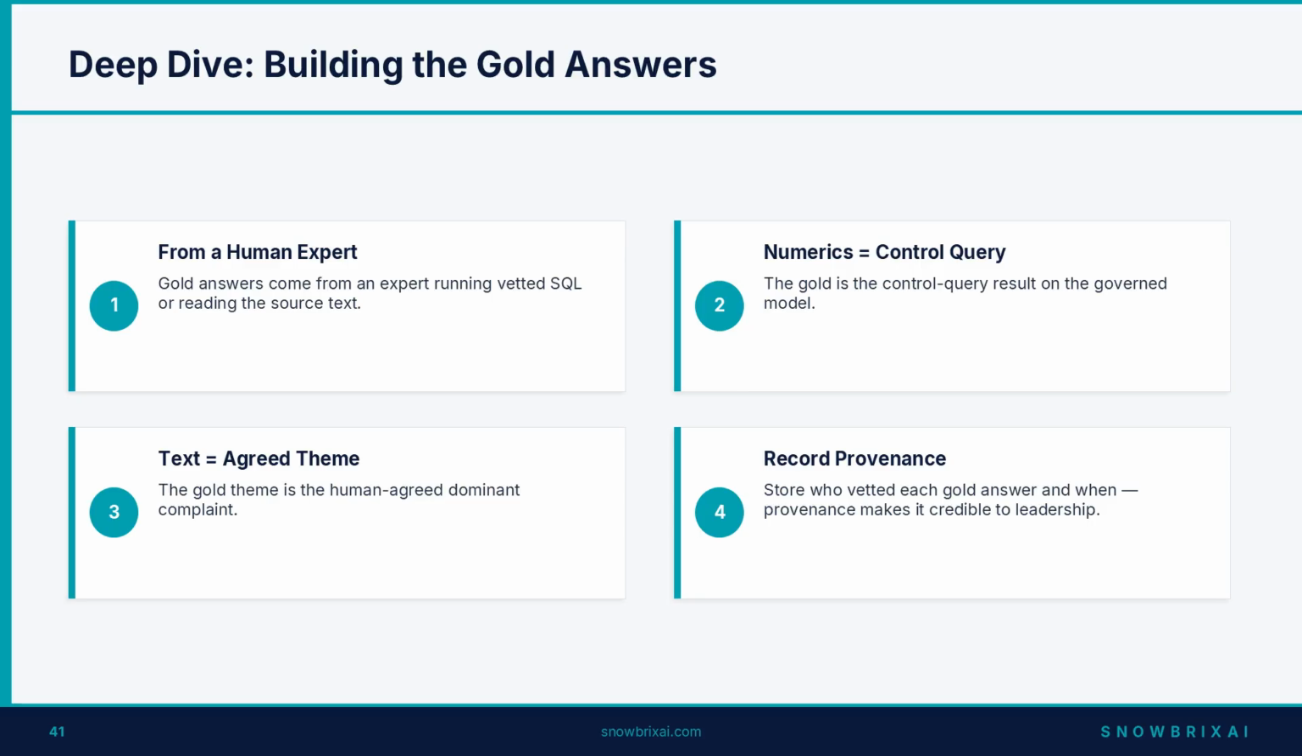From a human expert running vetted SQL or reading the source text for a numeric question. The gold is the control query result on the governed model. For a text question, the gold theme is the human agreed dominant complaint. And you store who vetted each answer and when. Vetted gold answers with provenance are what make the benchmark credible to leadership.